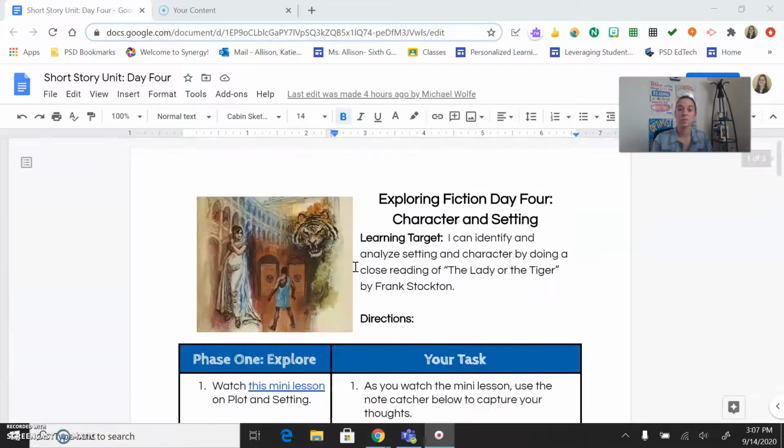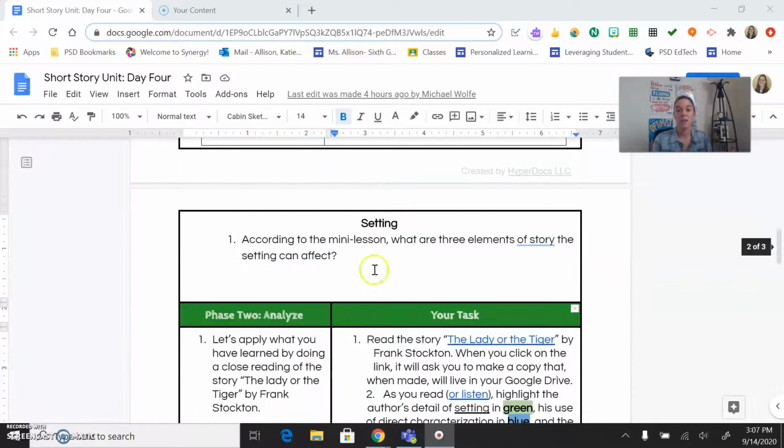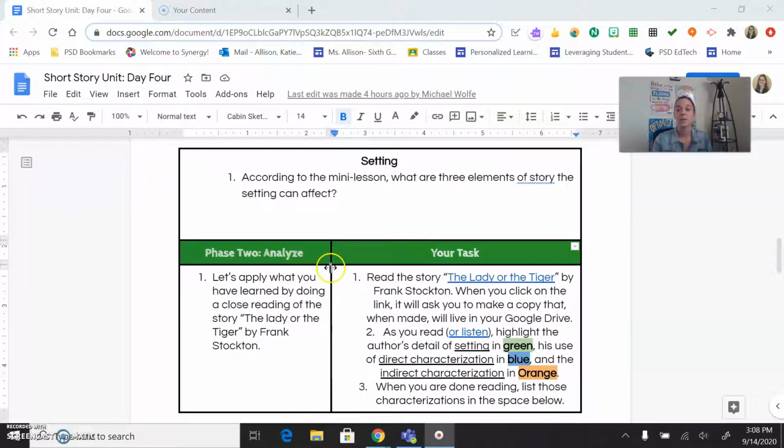So here's how we're going to approach this task. First, you're going to watch this mini lesson that Mr. Wolf walks you through, and you're going to be filling out some notes during that mini lesson. Alright? And then down here there's an application question for that mini lesson, so make sure you're answering that question. It will also help you kind of understand that video a little bit more, that mini lesson. Alright? Fantastic.